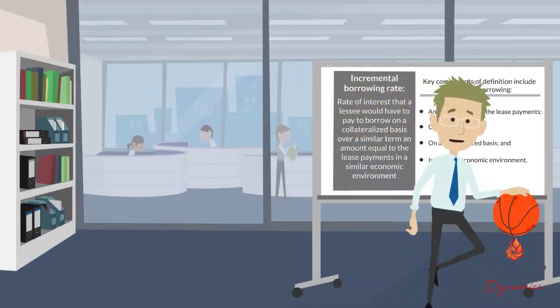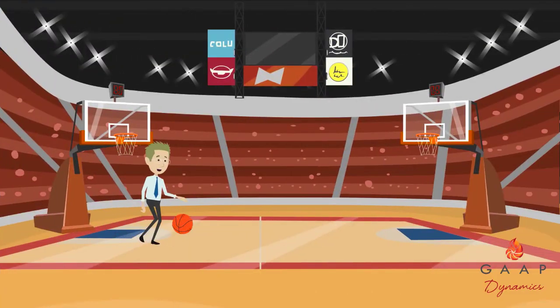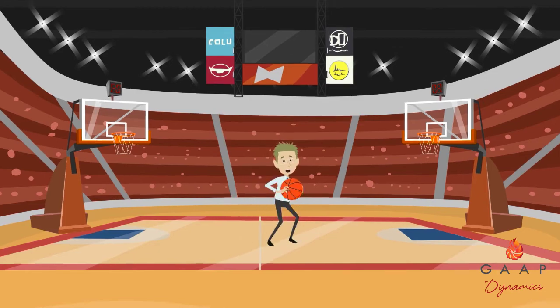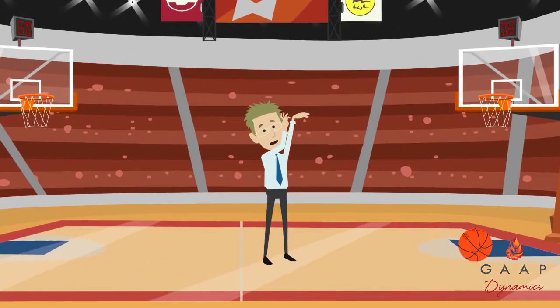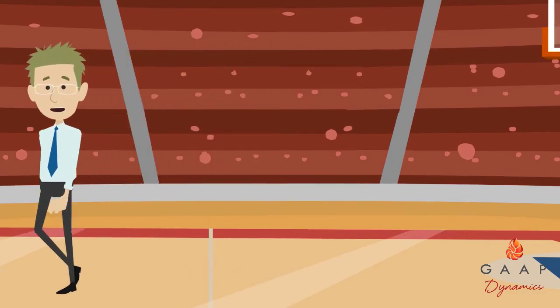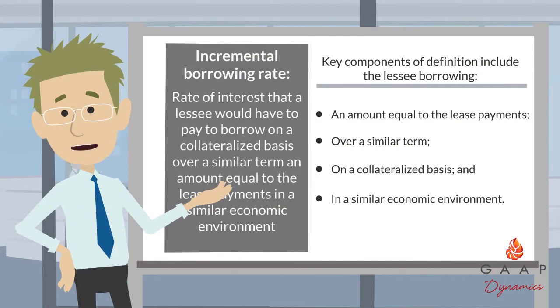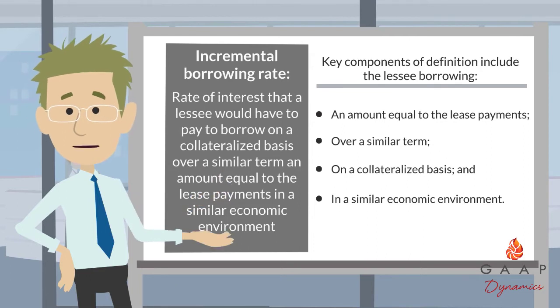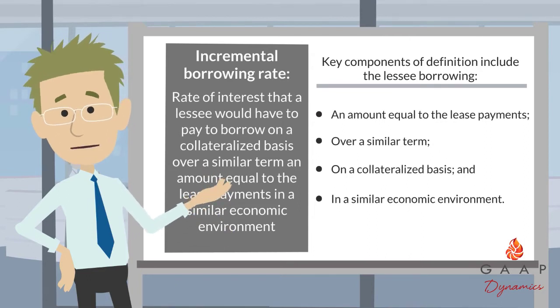Interestingly, at first glance, coming up with the incremental borrowing rate seems like a slam dunk. However, in reality, it can prove to be quite challenging. Let me explain. Assume a lessee is lucky enough to have corporate debt outstanding. Can't they just use the borrowing rate associated with the debt?